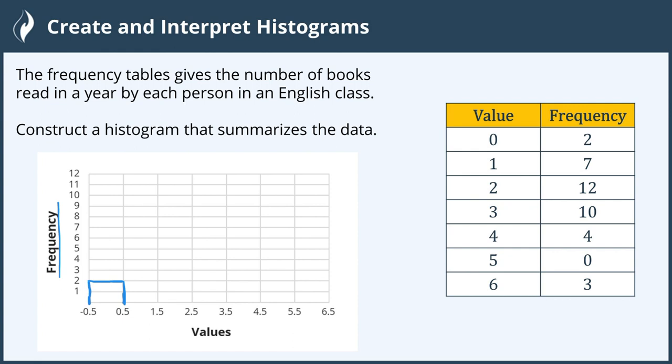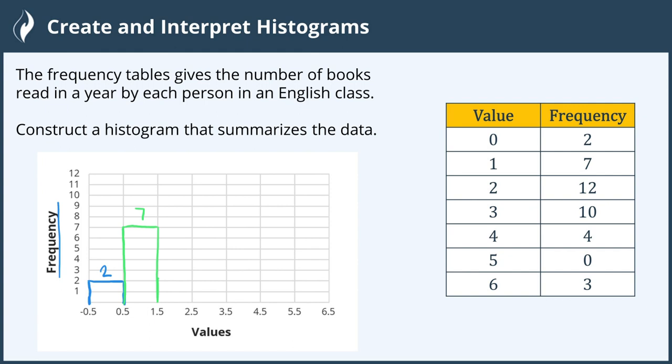Our next one will be the value of 1. So we'll go half below 1, and then adding 1 to that gives us 1.5. I'm going to use a different color, and we will go from our 1/2 to our 1 1/2. This frequency is 7, so we'll go up to 7 on the frequency here. And we can even write this is 7 here, and this is a frequency of 2 here.